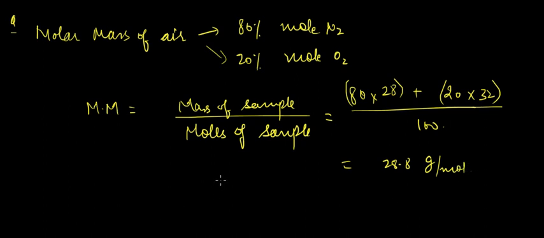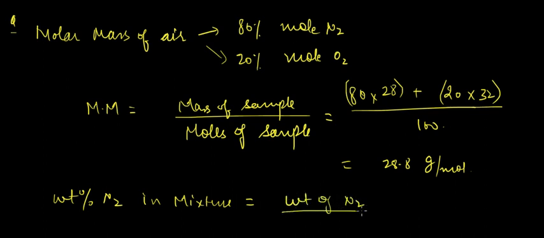Okay, now let's suppose you also have to calculate the weight percentage of nitrogen in the mixture. So weight percent of nitrogen in the mixture would be, again you can use the formula which we discussed in the last lecture, or we can also calculate going from the beginning, that weight percent of nitrogen in the mixture would be weight of nitrogen upon weight of mixture, or in this case weight of air.